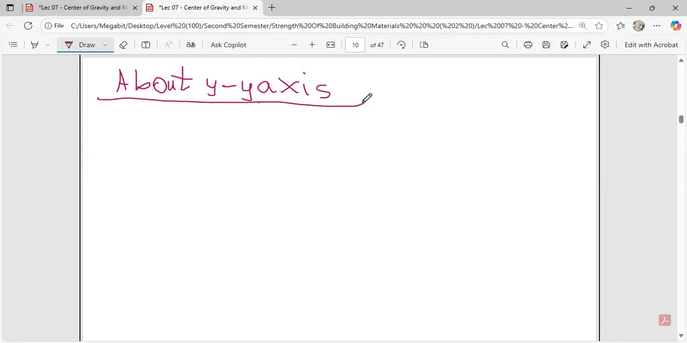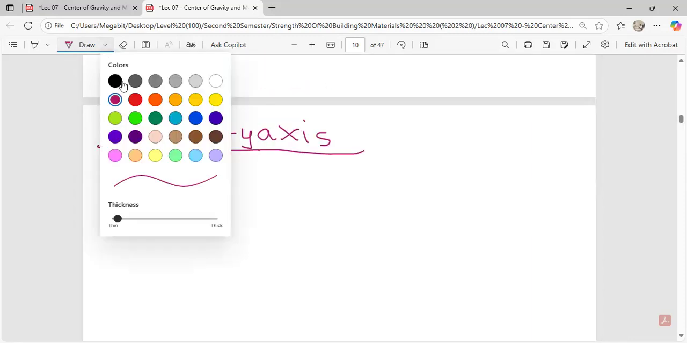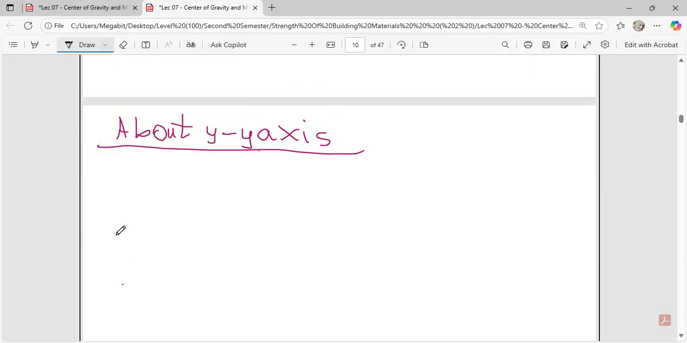So let's say this one is about the y axis. That is the radius of gyration about the y axis. That is what we are on. So that one too, we have to express the formula as this.